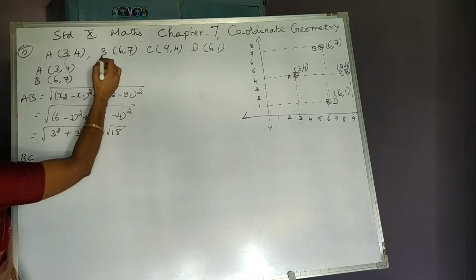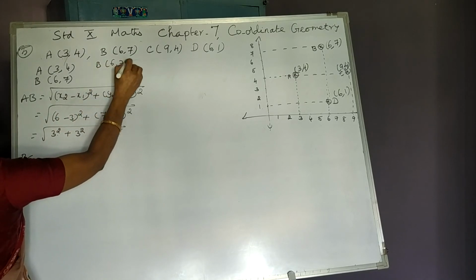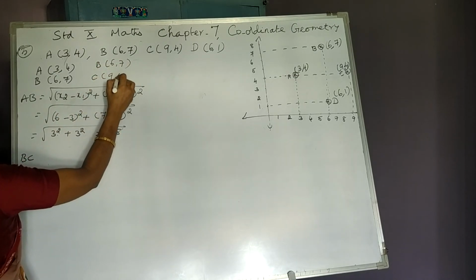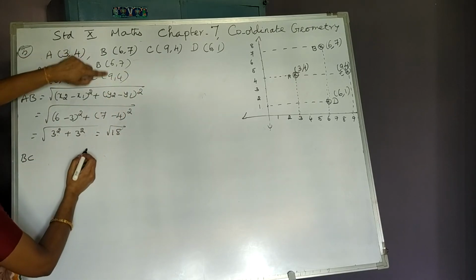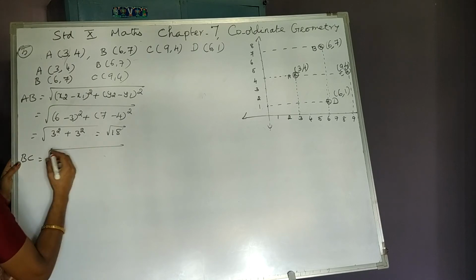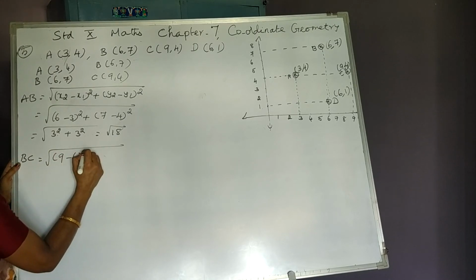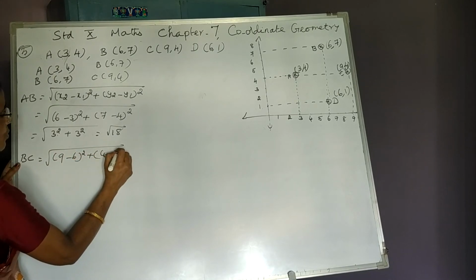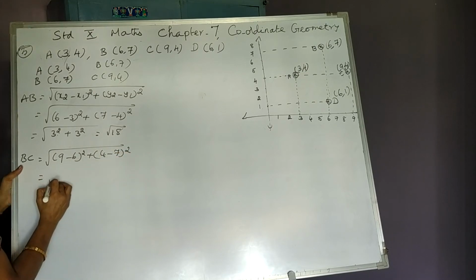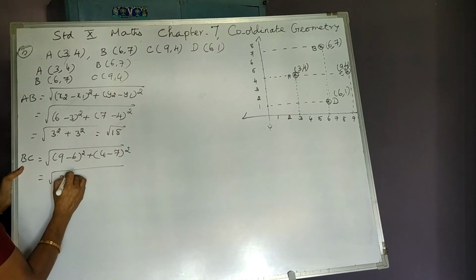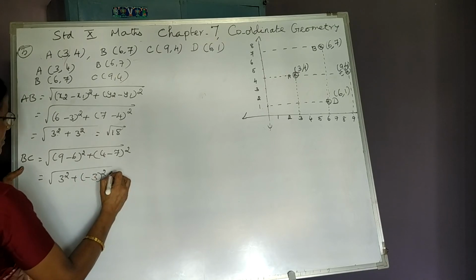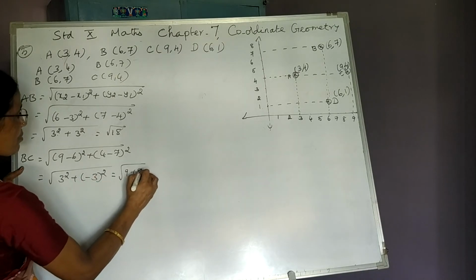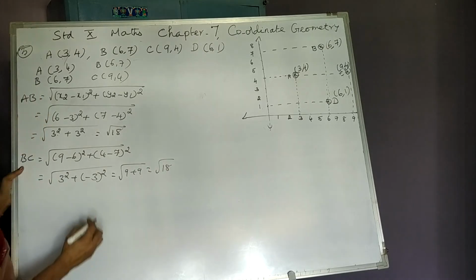Then I find BC. I write one below the other. The substitution goes faster. BC is 9 minus 6 the whole square plus 4 minus 7 the whole square. 9 minus 6 is 3 square. 4 minus 7 is minus 3 square. So here we get 9 plus 9, which is root of 18.